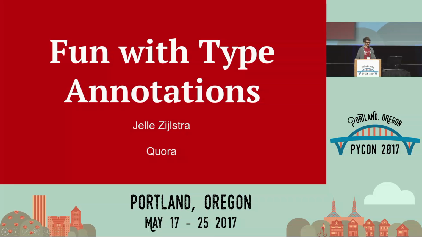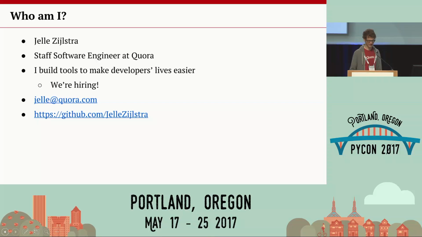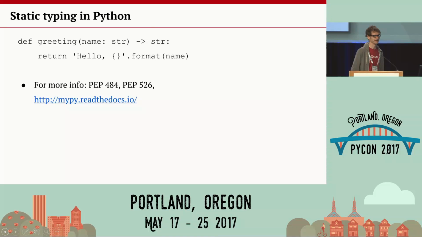Right, good morning, everyone. I'm Yella. I'm a software engineer at Quora down in California, where I mostly work on all kinds of tools to make developers' lives easier. A recent thing I've worked on is static typing. As you may know, recent versions of Python have added some features to make it possible to add static types to the language, where you can just say what types your function expects, what types it returns. And you can run a separate tool to check that those types are correct.